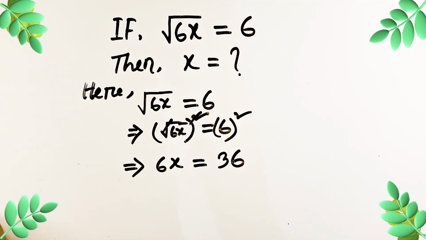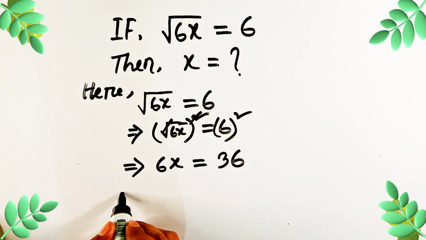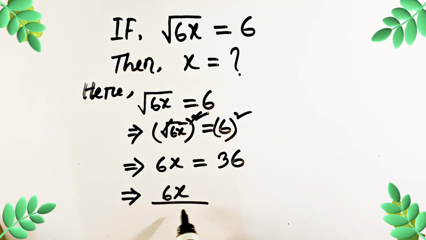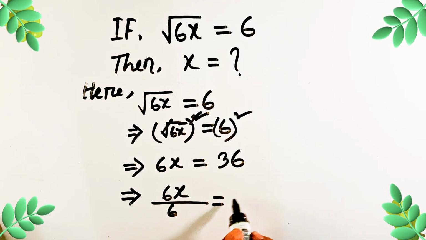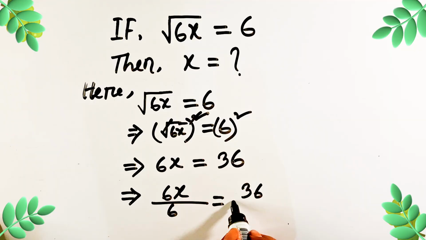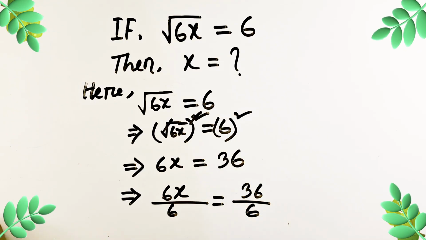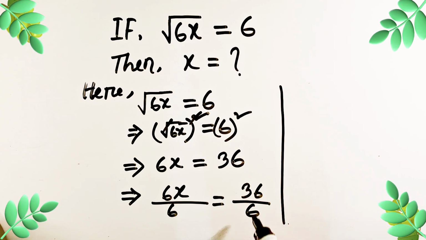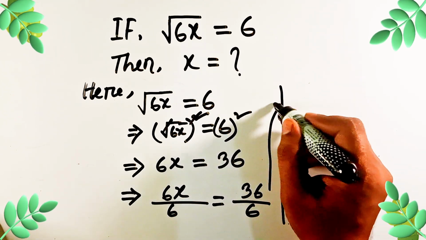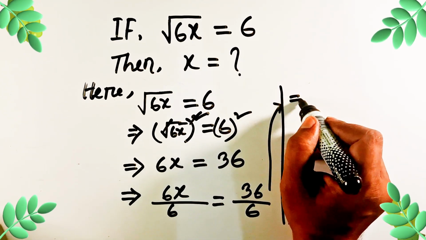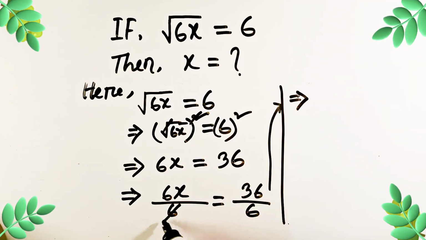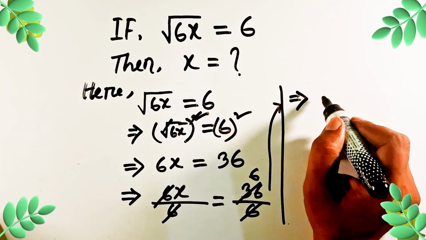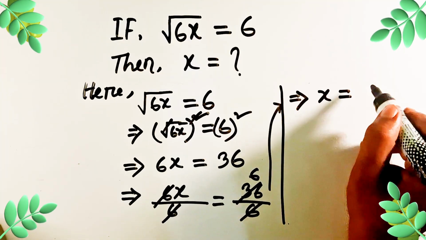Then we will divide both sides by 6. Then 6x divided by 6 is equal to 36 divided by 6. So eliminating the 6 and 6 will leave the x, and if we divide 36 by 6, then only 6 remains, so x is equal to 6.